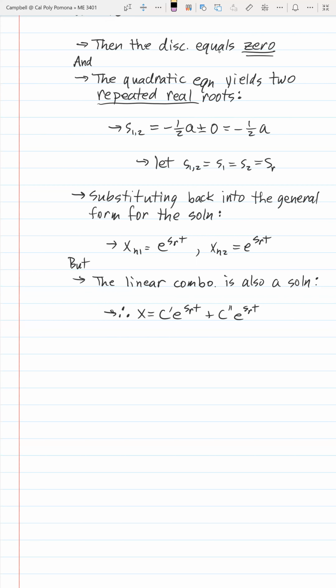And no, we're not. Because understand that these functions are not independent. Not only are they not independent, they are the same. So that means that really what I have is a c triple prime e to the SRT, and no, I only have, in reality, a single constant that's associated with the solution, no matter how you look at it.